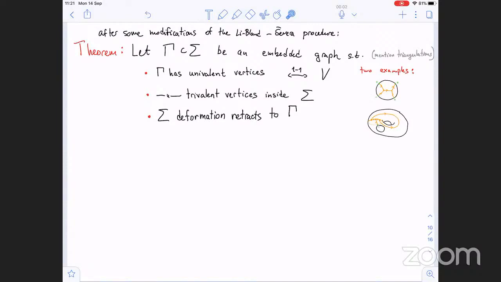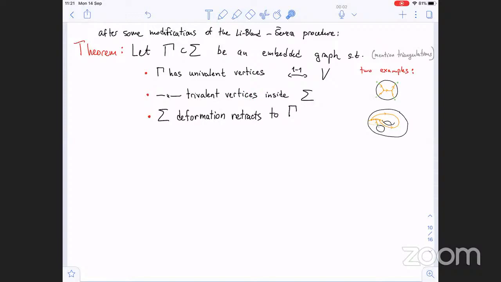And after we make some modifications of this Leblanc-Chevra procedure, one arrives at the following. The theorem says that the choices you need to make are a graph gamma. It's an embedded graph, and it has two kinds of vertices. It will have univalent vertices, which are mapped bijectively to the marked points, and then trivalent vertices, which are mapped to the interior of sigma.